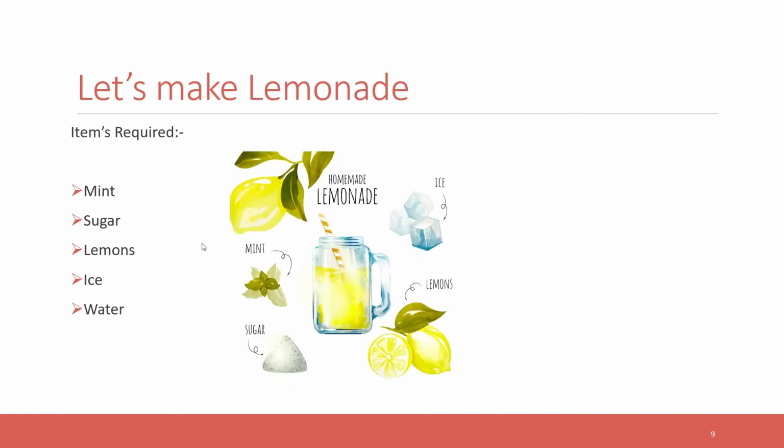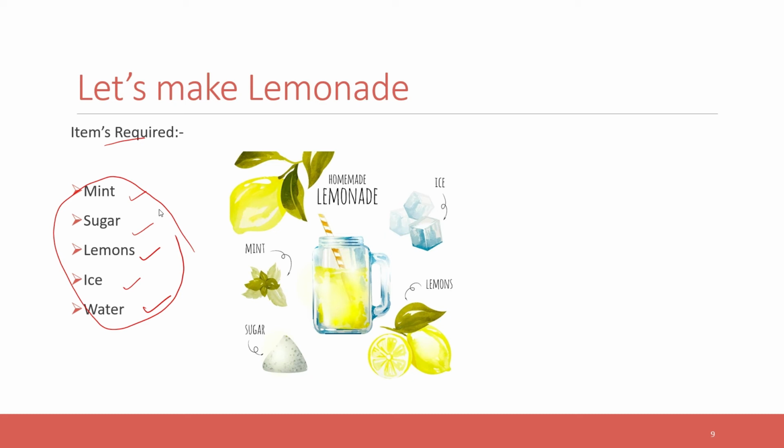Now, let's make a fresh lemonade since it's very hot. I'll tell you how to make a perfect, refreshing lemonade. Items required to make a perfect lemonade are mint, sugar, fresh lemons, ice, and water. These are all the items required to make a fresh lemonade.